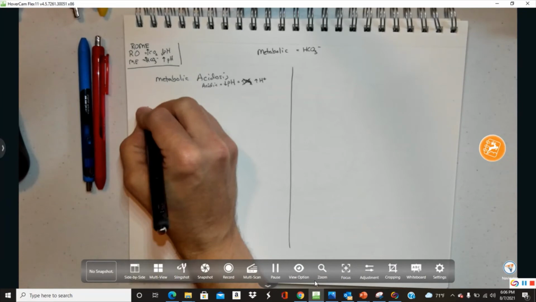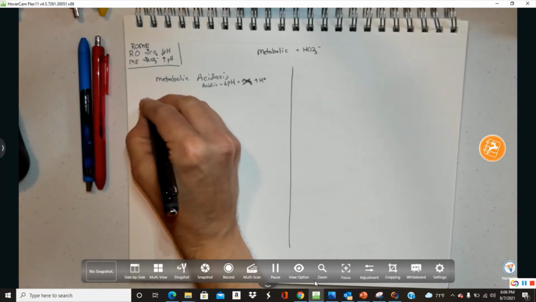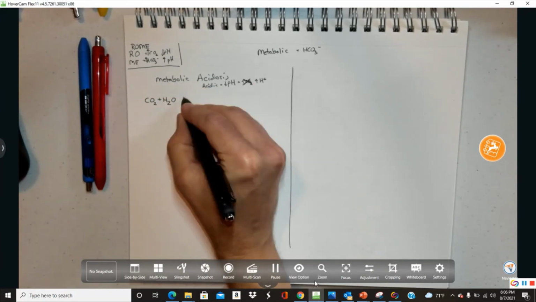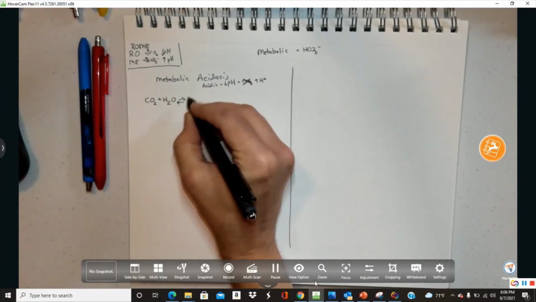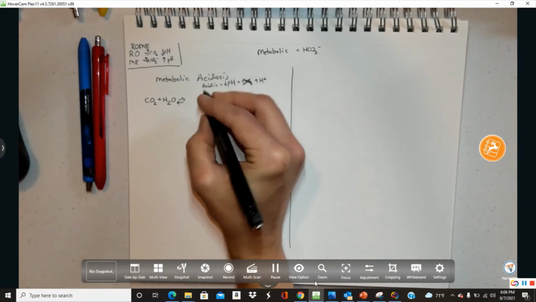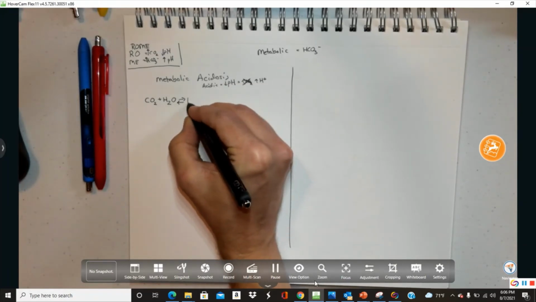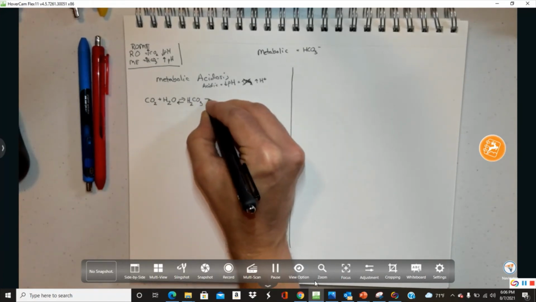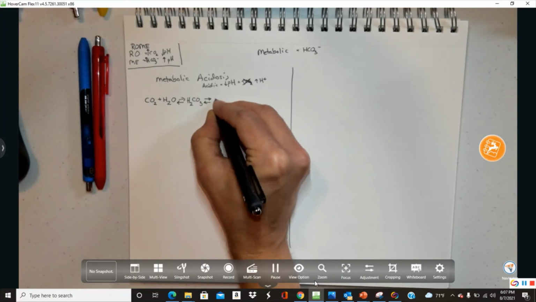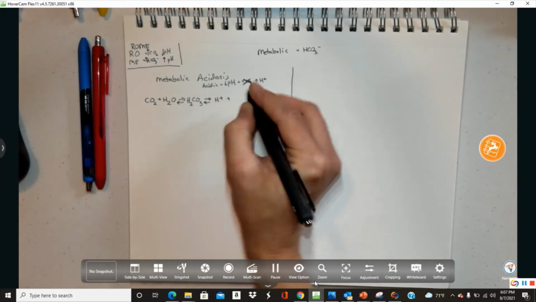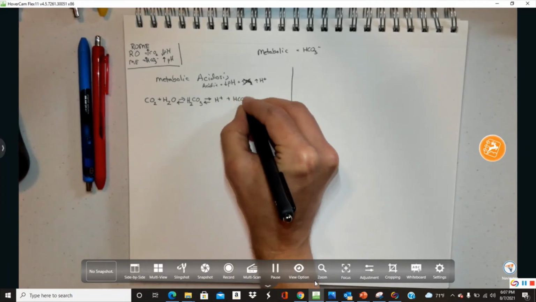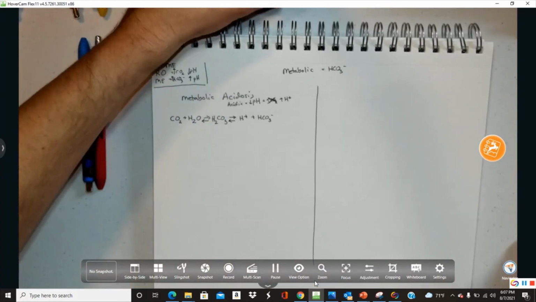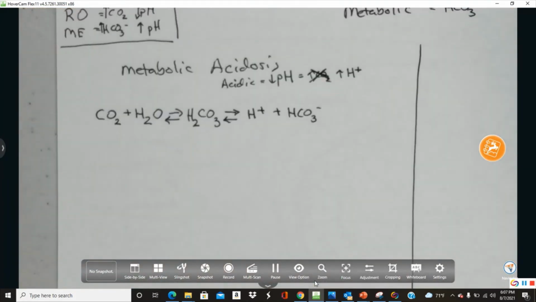Well, let's look at our bicarbonate buffer system. We know that carbon dioxide reacts with water in the body. We then have a reaction that we said is an equilibrium reaction, and we produce from that H2CO3, carbonic acid. Carbonic acid dissociates into hydrogen ions and HCO3 minus, bicarbonate ions.